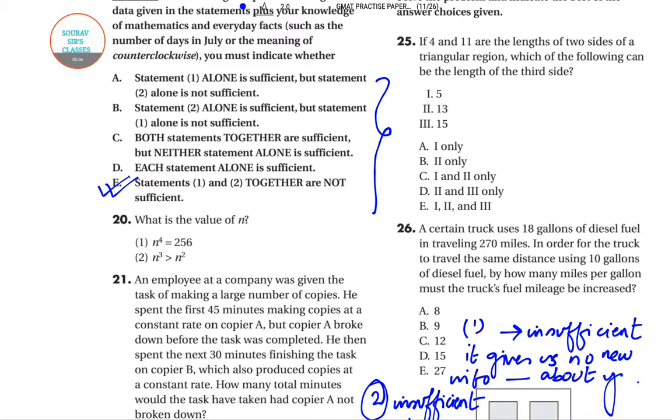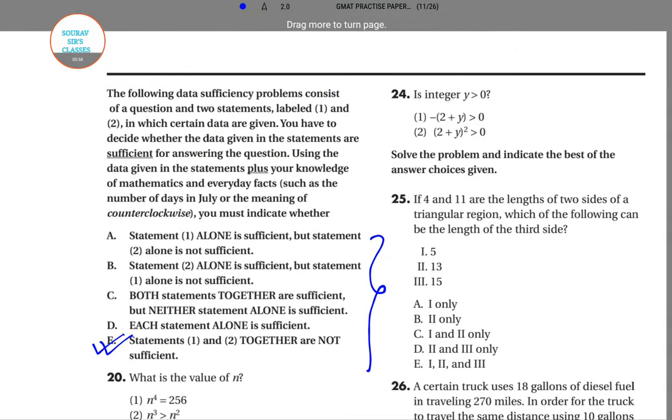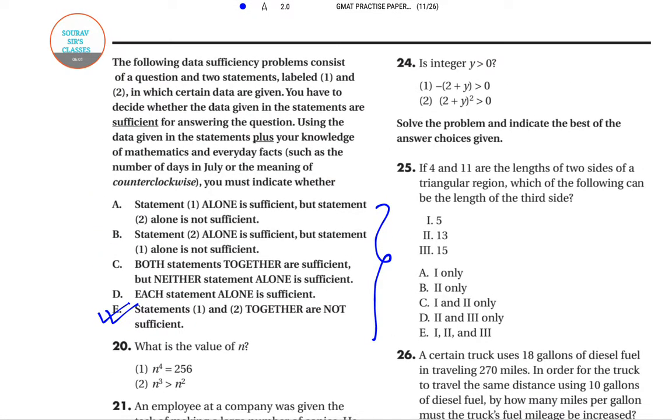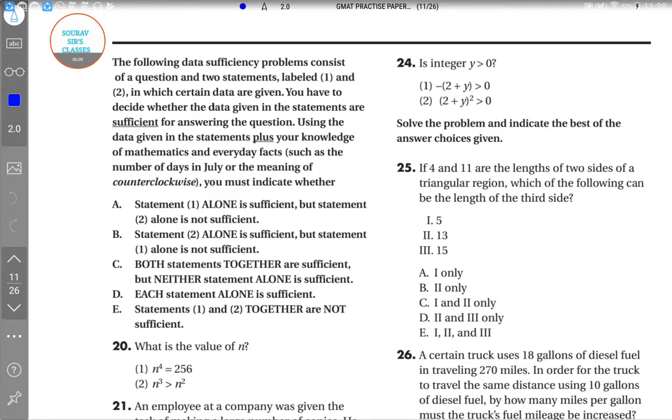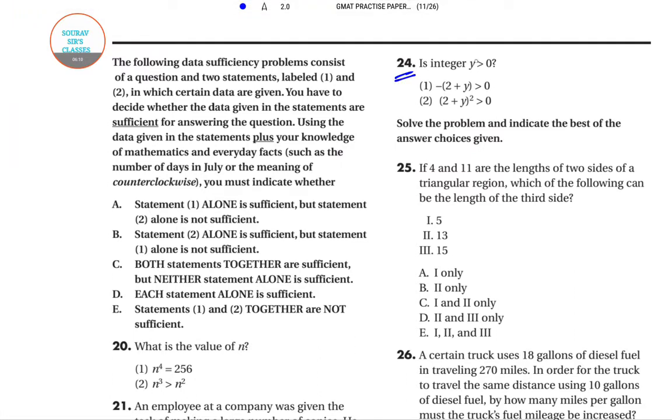Now we will move on to question number 24. Question number 24 is this one. Let me clear the page so it will be okay. Question number 24 says, is integer y positive? And we have been provided with statements 1 and 2. Let's see. We'll first scrutinize statement 1. This one is alone sufficient.